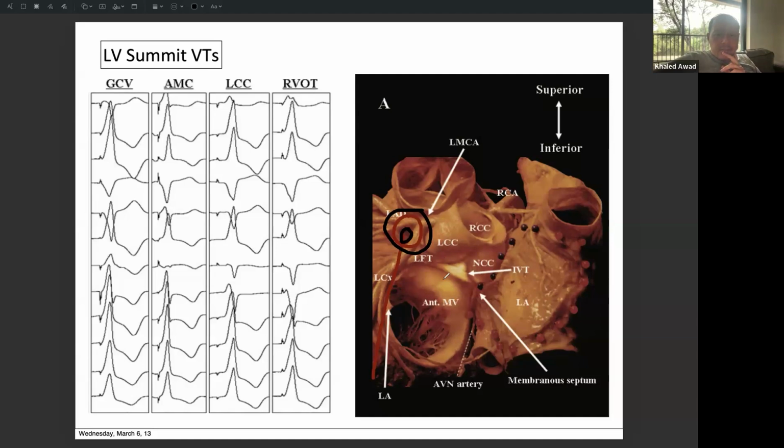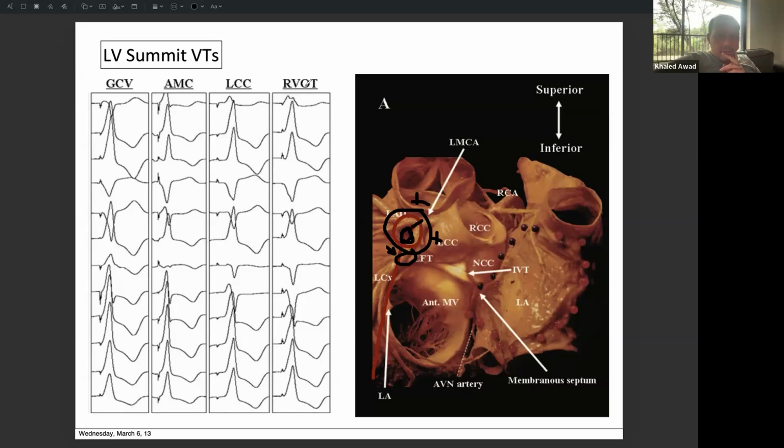In this area, you're going to be dealing with multiple things, different sites of origin. You've got the RVOT that is not too far. You've got the left cusp, which is not too far. You've got the summit area, which is either here or here. So this is the LV summit, and you can have a leftward side and a rightward side. Now, they produce different things.